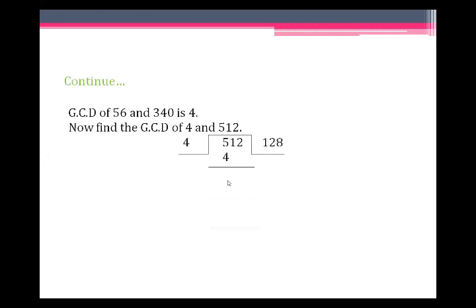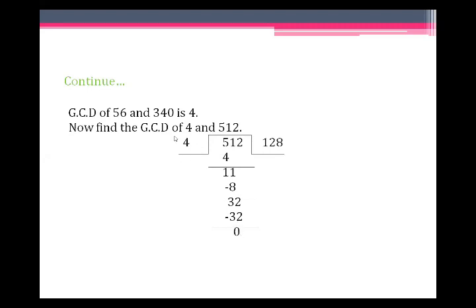5 minus 4, we have 1. Okay, we bring down this 1 already here, and it becomes 11. Now here we multiply 4 by 2. 4 twos are 8. 8 is subtracted from 11. So we get 3. Then we bring down this 2 here, and it becomes 32. Now students, here we multiply 4 by 8. 4 eights are 32. These are completely subtracted, then we get 0 here.